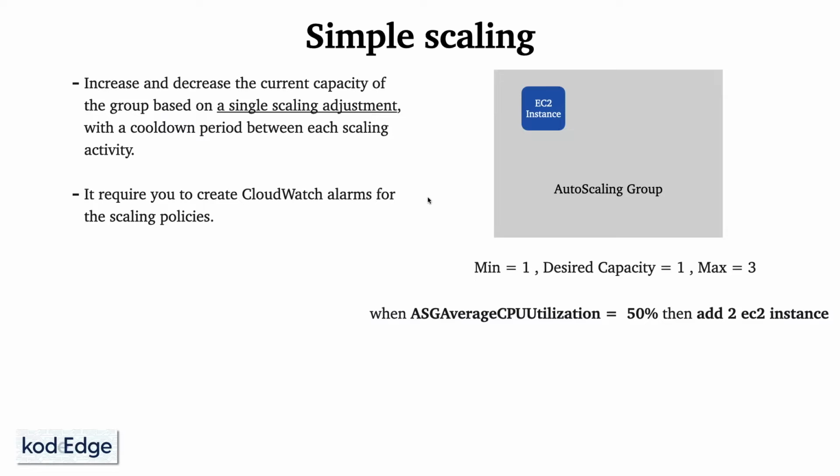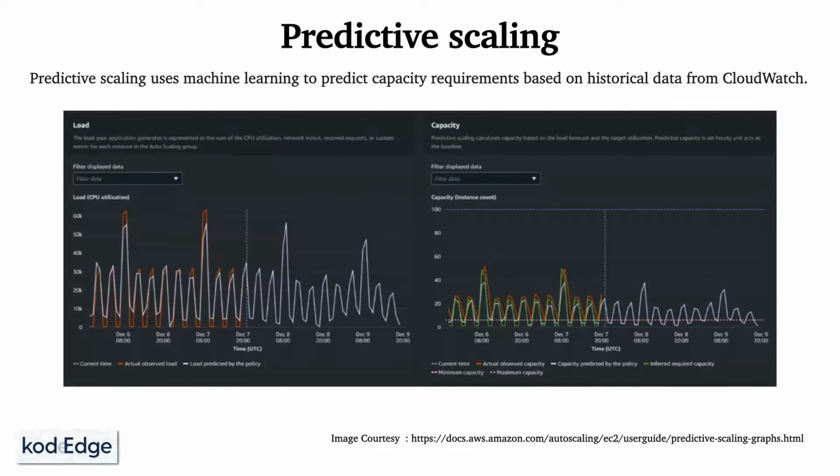Okay. Now let's take an example of an auto scaling group. Let's say you have defined capacity like minimum equal to 1, desired capacity equal to 1, and maximum capacity equal to 3. Then how can you define a simple scaling policy? You need to define just a single scaling adjustment. That is, when CPU utilization is equal to 50%, then add two EC2 instances in the auto scaling group. That's it. Now let's understand the next scaling policy, that is predictive scaling policy.